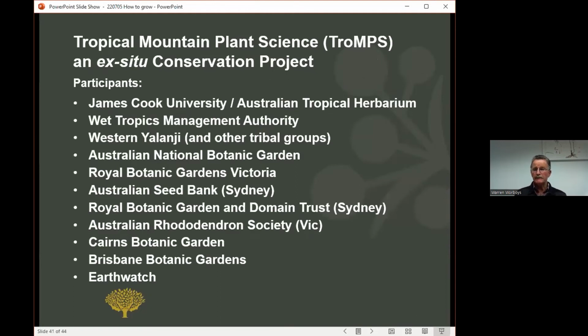Another partnership, there's one that I've partaken in with the Australian Tropical Herbarium, James Cook University, and all the participants listed here. So quite a big project and quite a few different diverse participants in it. And the project was aimed at conserving plant material from the high mountain peaks of tropical far north Queensland, so in behind Cairns.